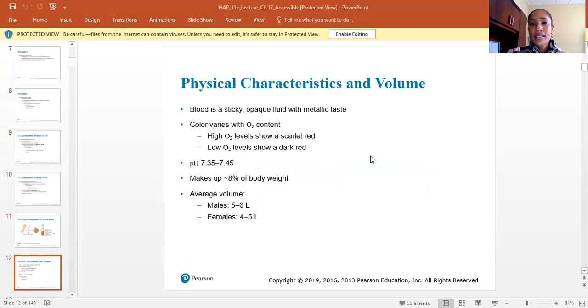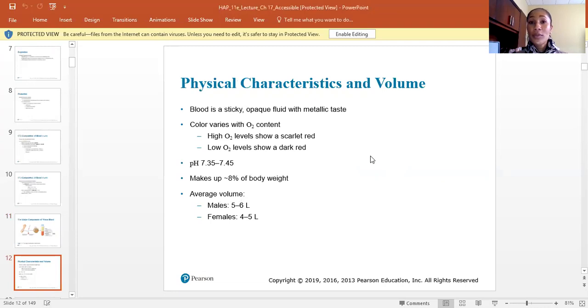Now, some physical characteristics and volumes of blood. When you look at blood, blood is going to be sticky. It's going to be opaque in color, and it's got a metallic taste. You probably have tasted blood at some point in your life because you could have bit your tongue, you could have bit your cheek, you lost a tooth, and so on. In terms of color, the presence of oxygen is going to affect the color of blood. If you have high levels of O2, then blood is going to take on a more scarlet red look, a brighter red look. If there's low levels of O2, then blood will take on a very dark red look.